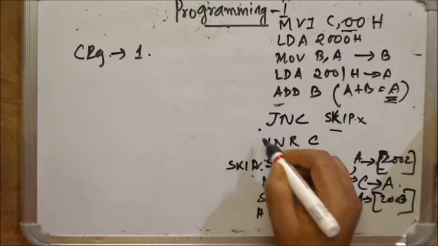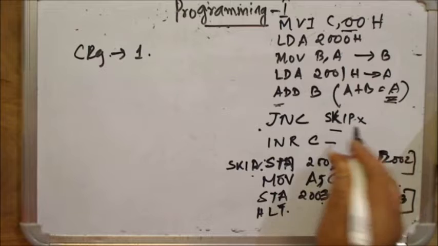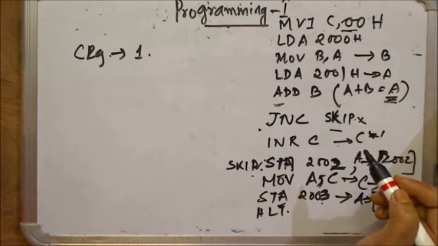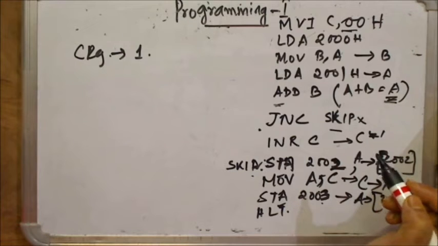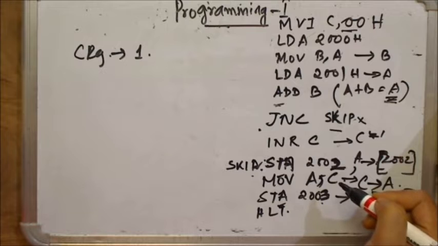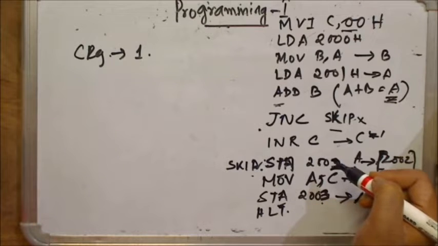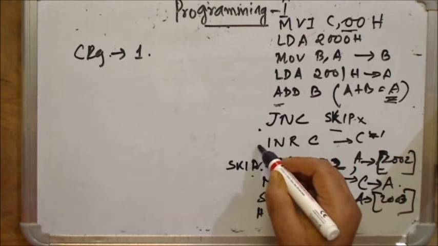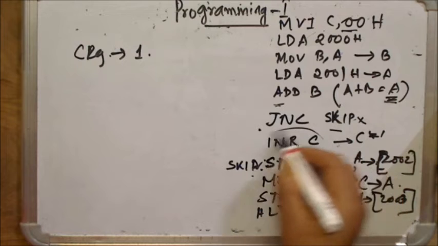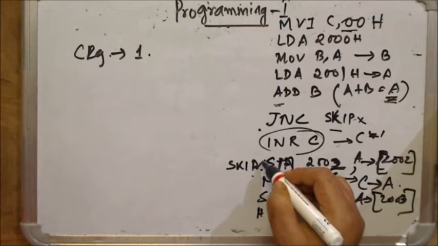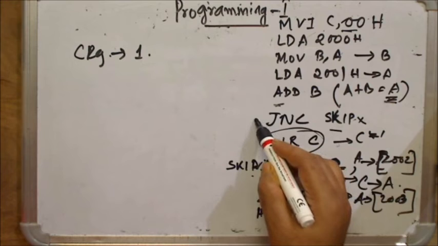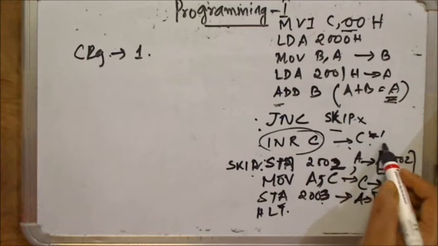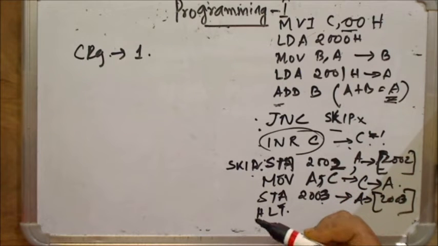This condition will become false, and this INR C will be incremented to 1, right? So it will make carry 1 and go ahead. Again repeating, INR C will only be executed if there is a carry. If there is no carry, the processor will skip this instruction and continue. But if there is a carry, this condition will become invalid, and C will be incremented to 1, and it will continue the rest of the instructions.